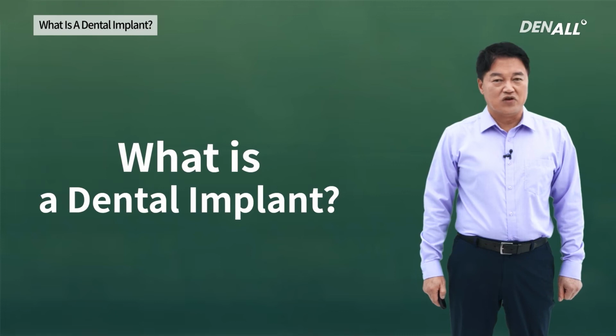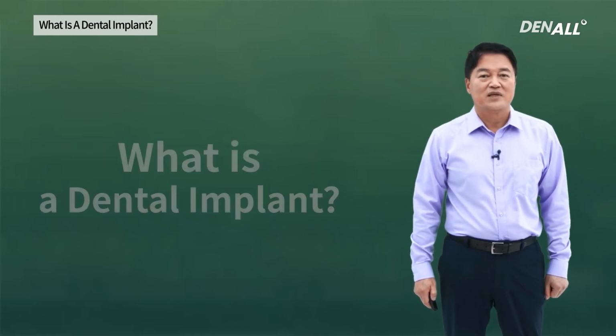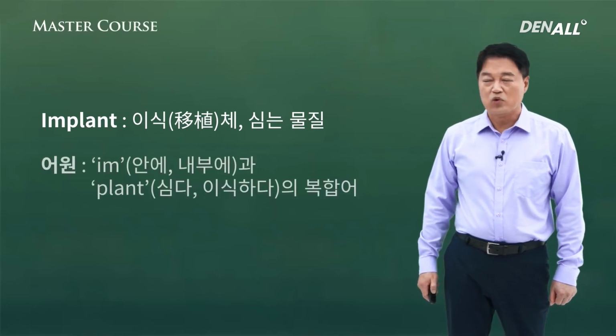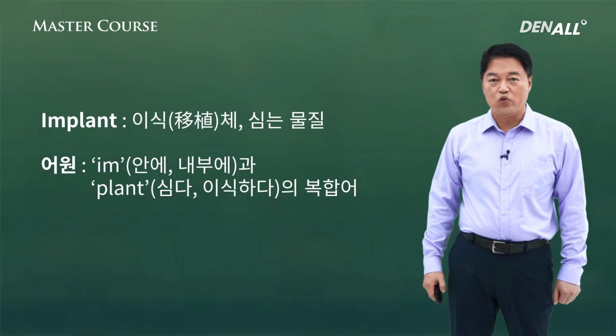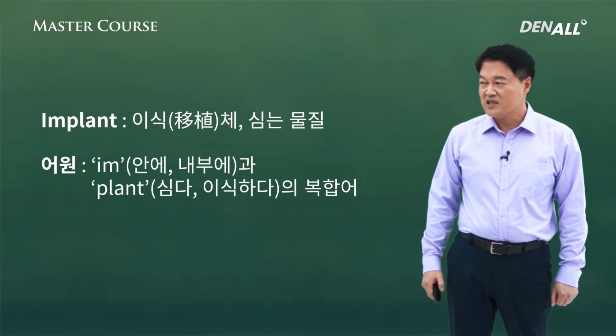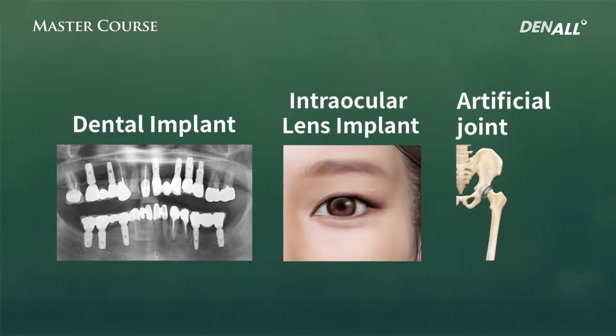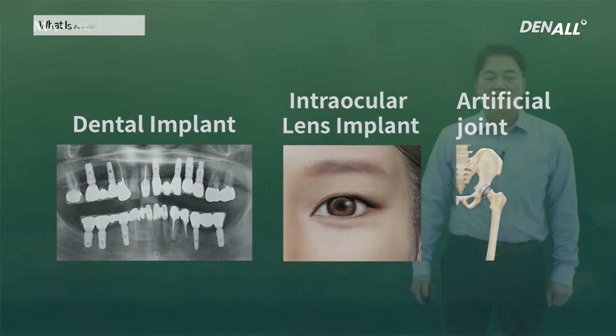Now, let's talk about what is dental implant. Implant is what you put in. If you look at the word, let's look at the etymology. Inside, and plant, which is planting. It's a mixture of these two words. So, implant stands for what you put inside human body. It can be dental implants, intraocular lens, or artificial joint. They can all be considered as implants.